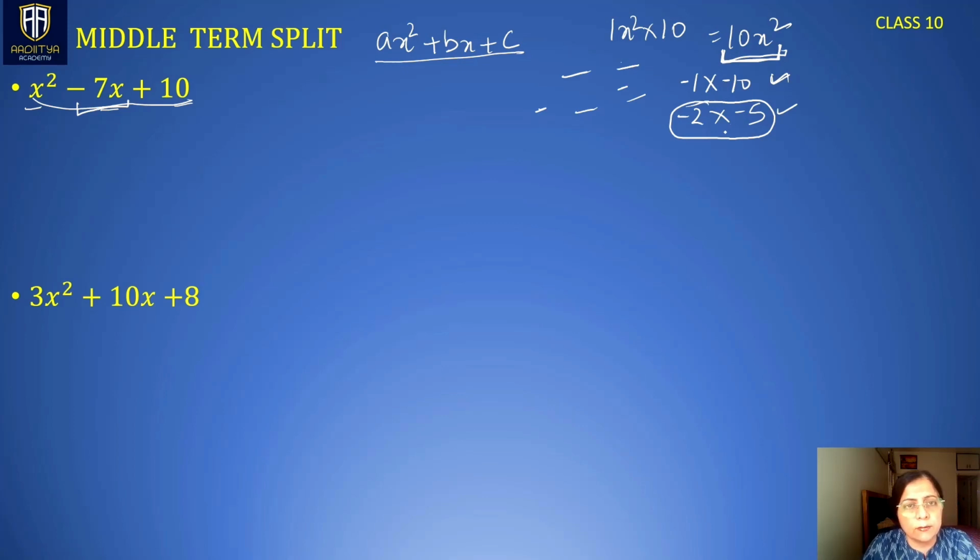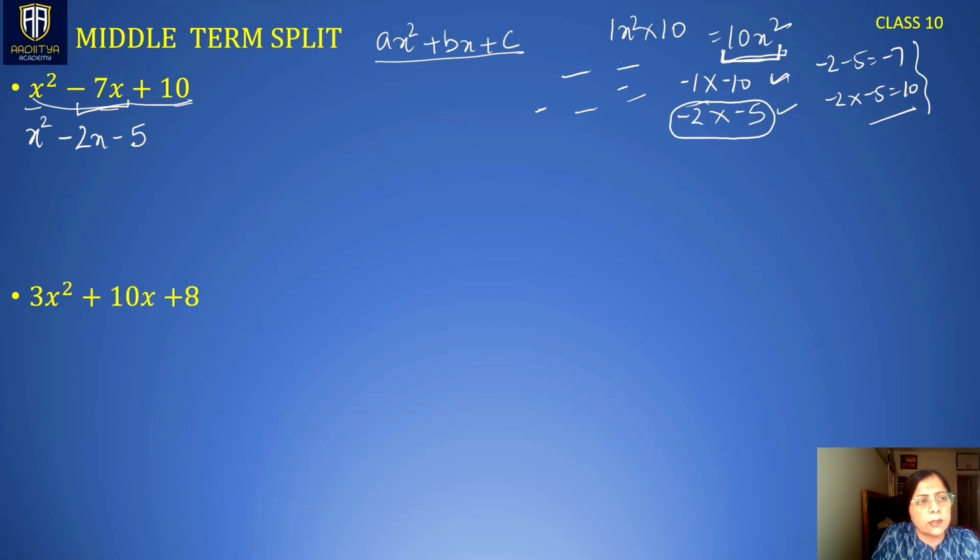We need to have negative 7 in the middle term. So, if we add negative 2 and negative 5, we get negative 7. Negative 2 into negative 5, we get positive 10. So, this satisfies both of the requirements. So, we go for this splitting like negative 2x and negative 5x plus 10. We don't have to do anything about 10. We just have to split the middle term, right?